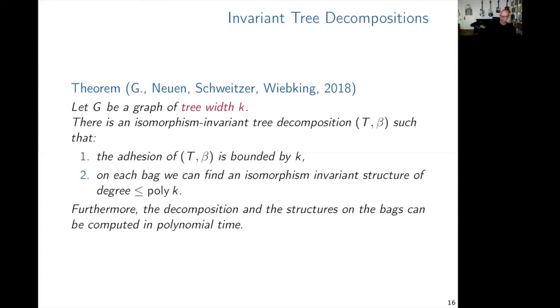What is an isomorphism invariant structure? If we want to make this precise, we basically say we find a gamma k or gamma poly of k supergroup of the automorphism group of these graphs, but actually we construct something of bounded degree. So we reduce the tree width problem to bounded degree, which I think is quite interesting, which I haven't seen before. So we have this structure and we can compute everything in polynomial time.